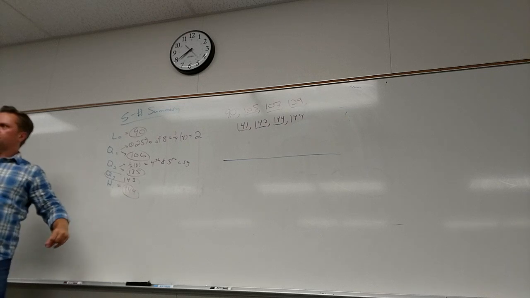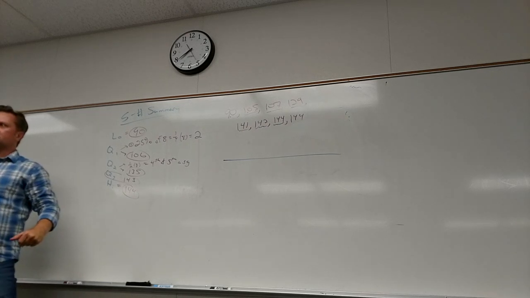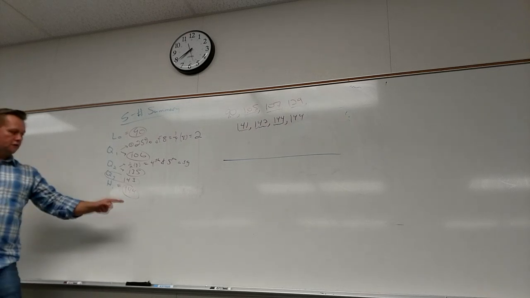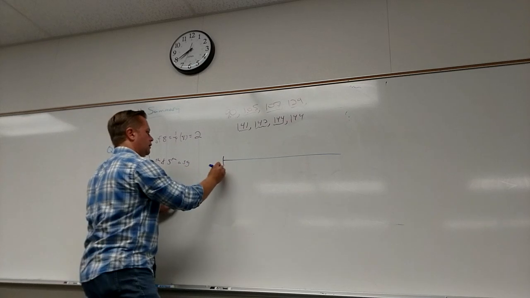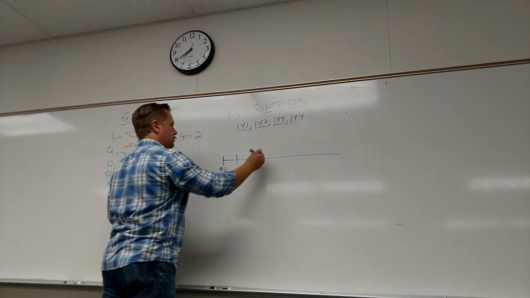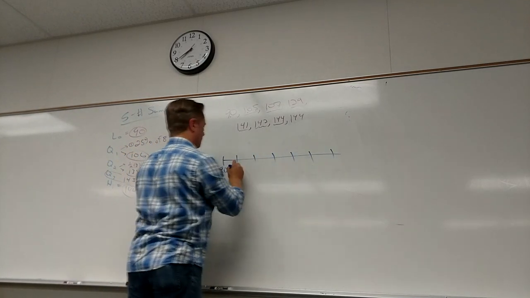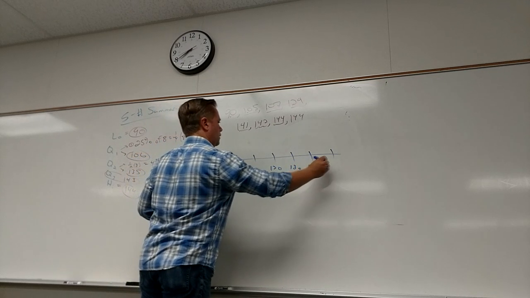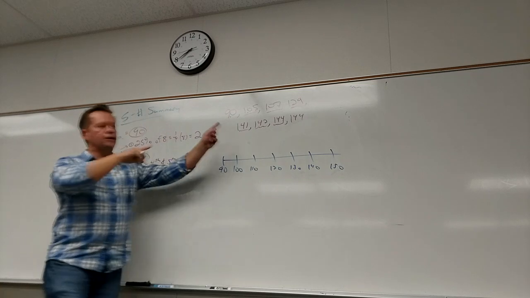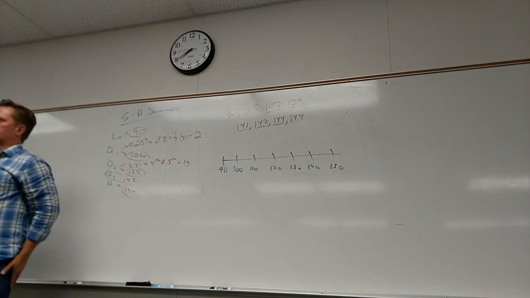So what does it make sense for each tick mark to mean? 90 to like 150, right? So maybe make each tick mark mean 10. Yeah, that's a good idea. So 90, 100, 110, 120, 130, 140, 150. So now every data point has a place to go.